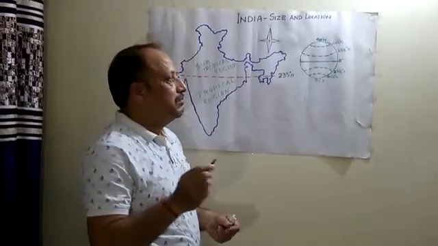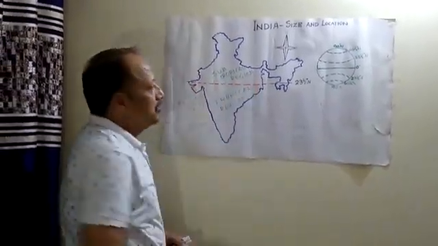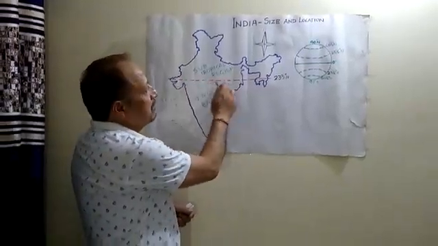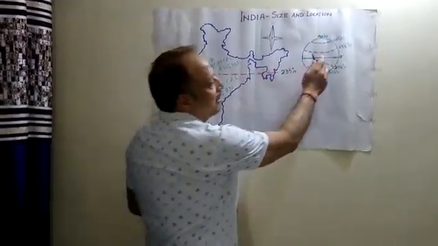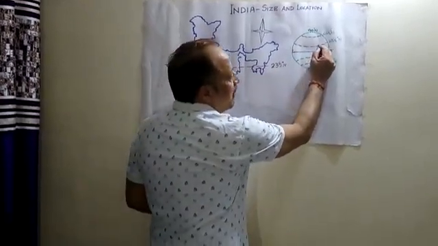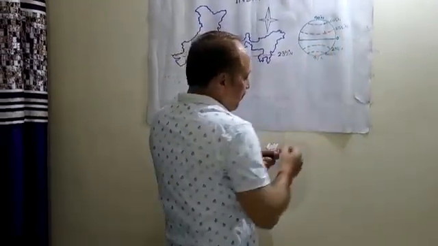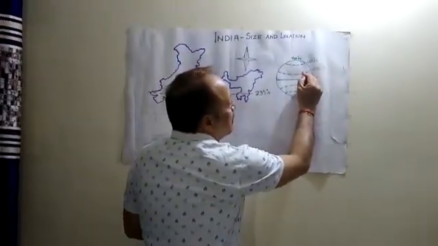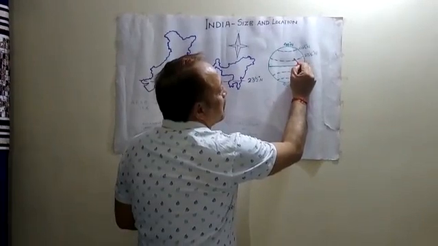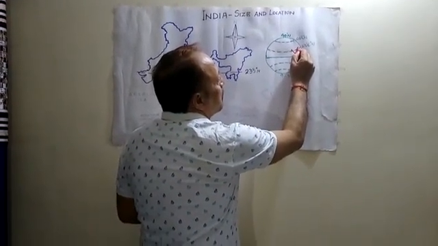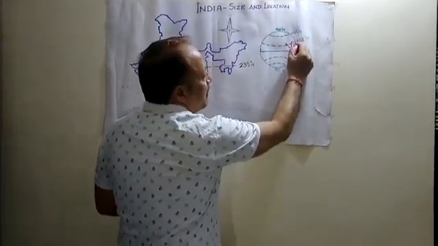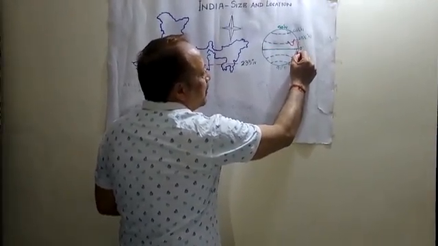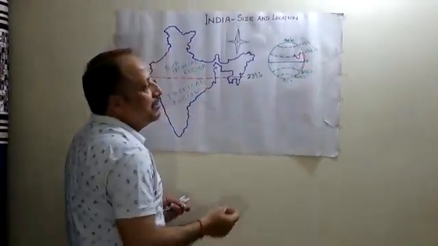So you have to remember it is imaginary, and if you find the location of India on the world map or on the globe, you will find the Tropic of Cancer is dividing India into two halves. India is lying roughly in this area. So we can say that India lies mainly in the tropical region.